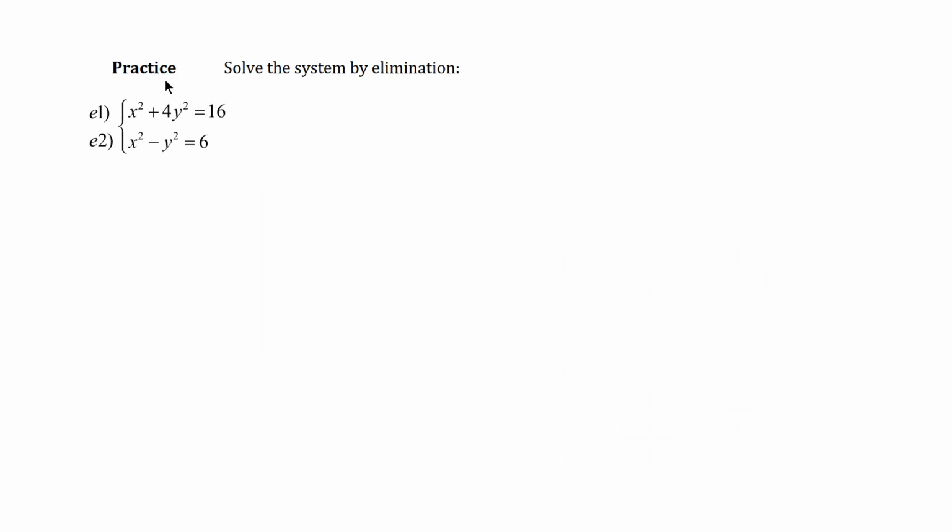Next, we have a practice problem. Solve the system by elimination. We have the system of equations x squared plus 4y squared equals 16. We also have the equation x squared minus y squared equals 6. Alright, so go ahead and pause the video, solve this system by elimination, and then check back with the video to see the solutions.